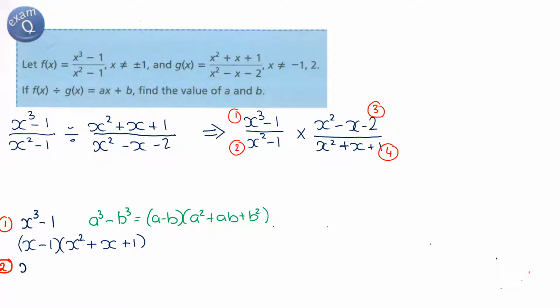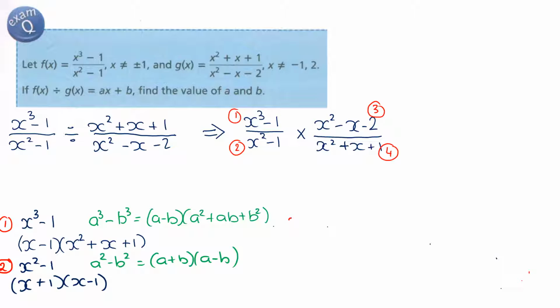So let's look at number 2 then. We have a difference of 2 squares. Again, hopefully you remember your formula. A squared minus b squared gives me a plus b and a minus b. Okay, so for me this is x plus 1 and x minus 1.